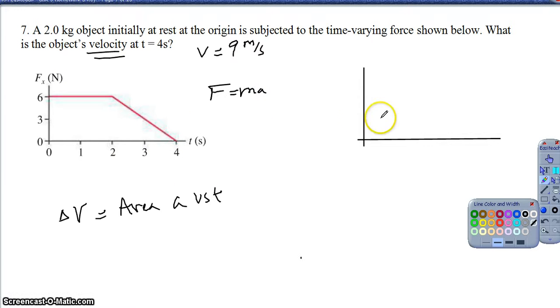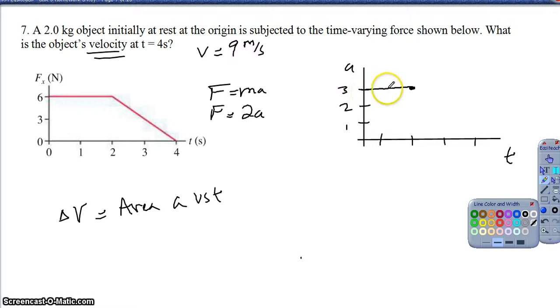So even though this force varies, I know my acceleration versus time graph would look very similar to this, right? Because my force is just going to be equal to 2 times my acceleration. So initially, whereas the force was at 6 newtons, my acceleration would just be up here at 3 meters per second squared. So I'm just going to make myself an acceleration versus time graph, because I think that's probably the easiest approach. So for the first 2 seconds, the acceleration is constant because the force is constant.